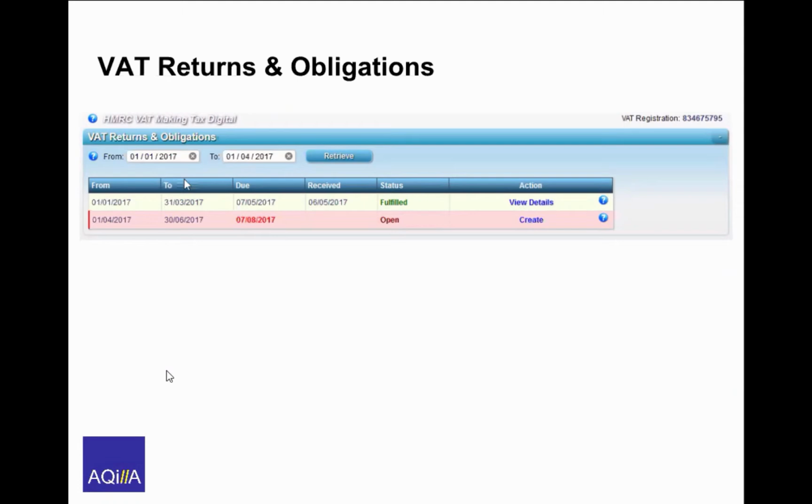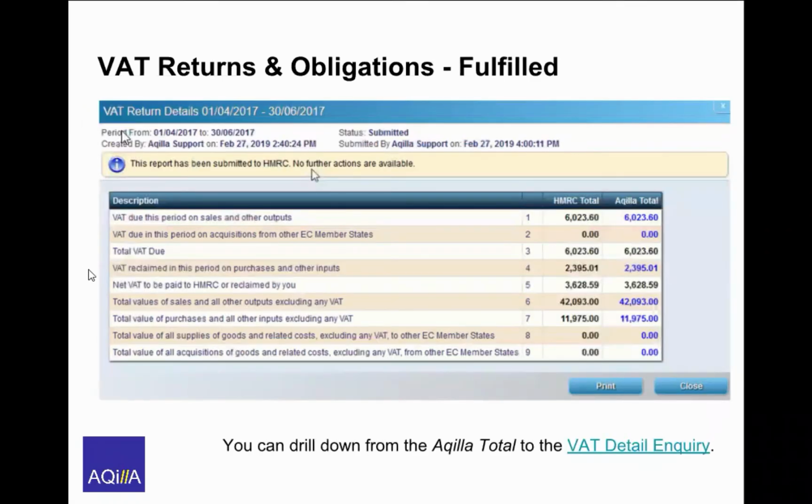Obviously, you have obligations to submit returns to HMRC, and when they are submitted, they become returns, and you can see that the status is either fulfilled or open. It's pretty straightforward. It's the date for the return, when it's due, when it was received, and you'll see you also have the opportunity to view details and create a new return, which obviously you can only get for an obligation that is open.